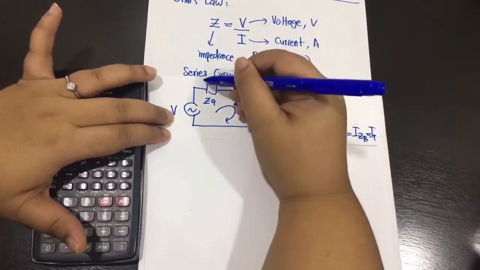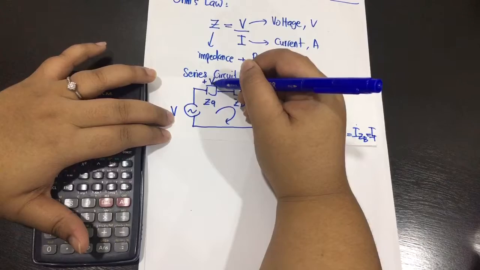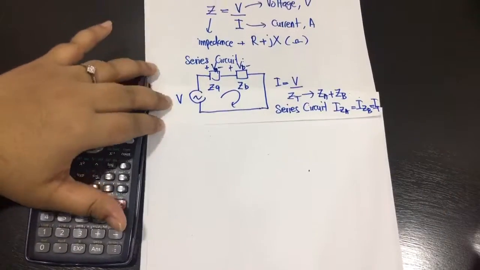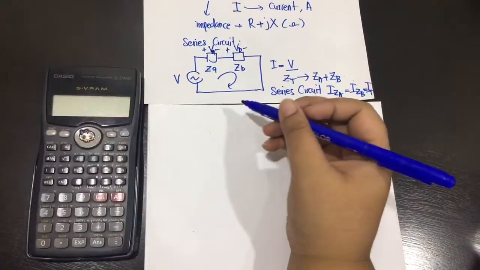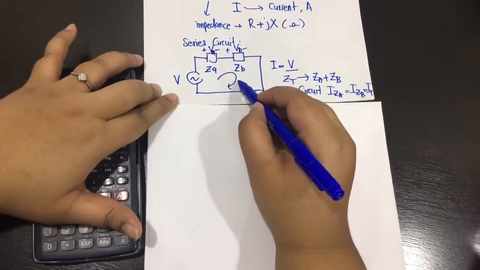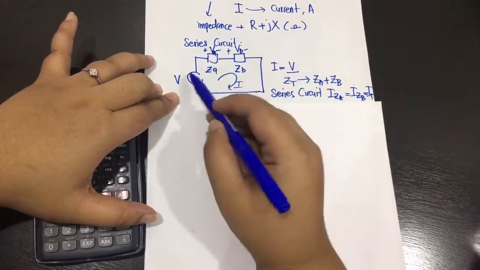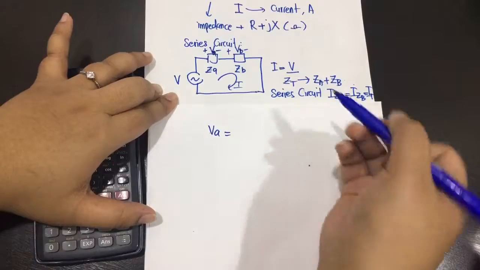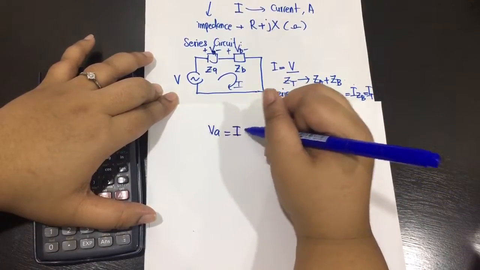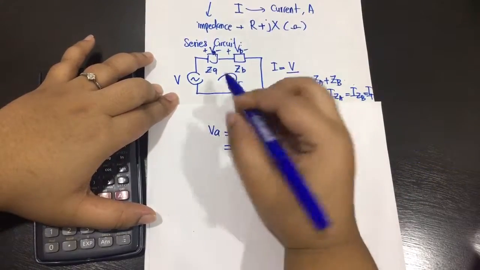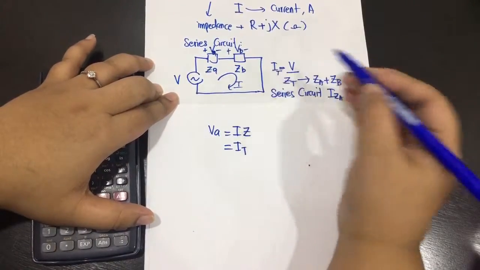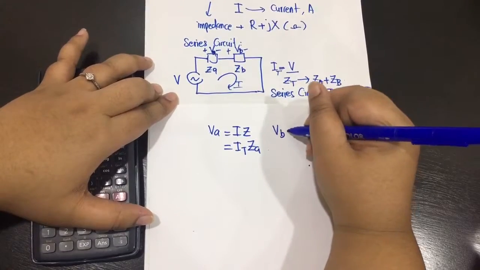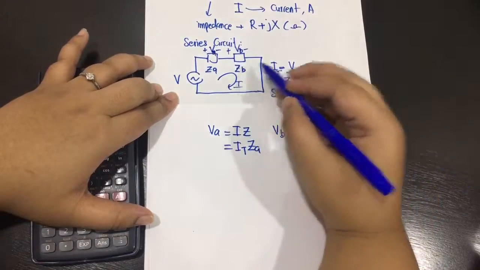Let's say we want to determine the voltage drop at ZA and the voltage drop at ZB. By using Ohm's law, we know the current flow in this circuit is I, which is the supply voltage V over Z total. To determine VA, we calculate using Ohm's law, I multiplied by Z. I is the current flow in the whole circuit, which is I total, and Z should be ZA. And for VB, I total multiplied by ZB.